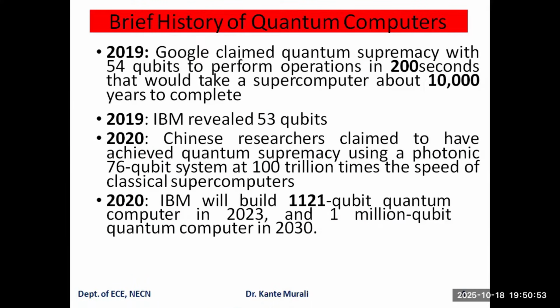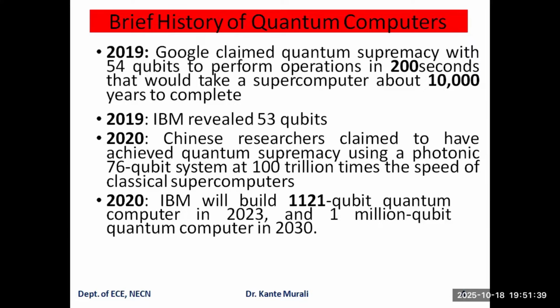Let us see a quick timeline of quantum computers. That is a recent timeline. In 2019, Google claimed quantum supremacy. Their 54-qubit quantum device solved a task in 24 seconds that would take a supercomputer 10,000 years. IBM followed with 54 qubits, and a Chinese group built a 76-qubit photonic machine that worked 100 trillion times faster on specific tasks. These are proof of concept milestones.